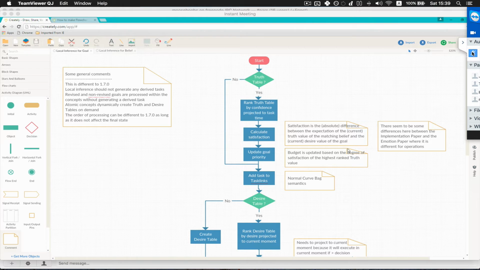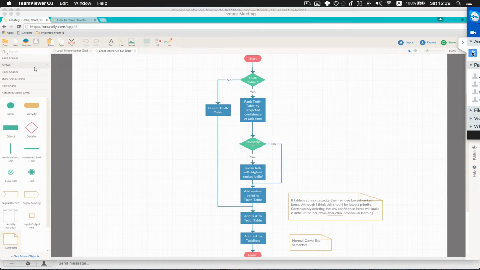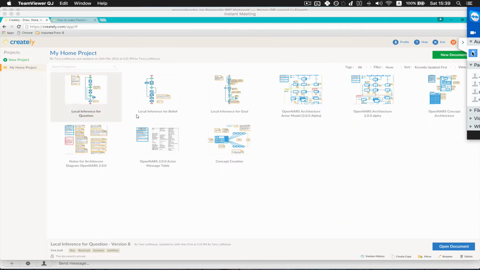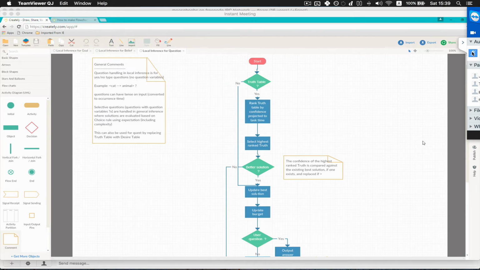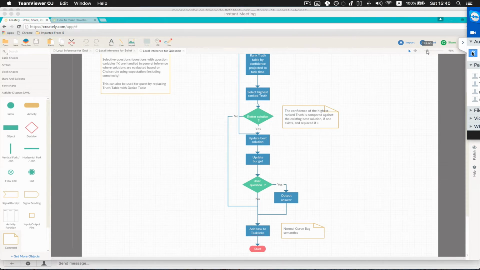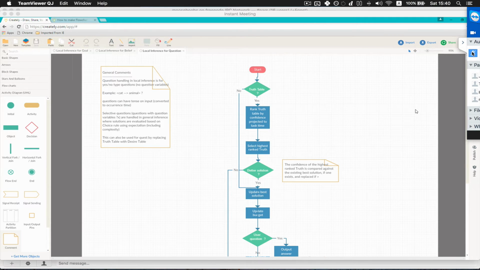Do you also have a flowchart for questions? Yes, I do. Let's have a look. There we go. I've only done the section in local inference. I haven't done the general inference part yet. This is fine. Let's check this one.